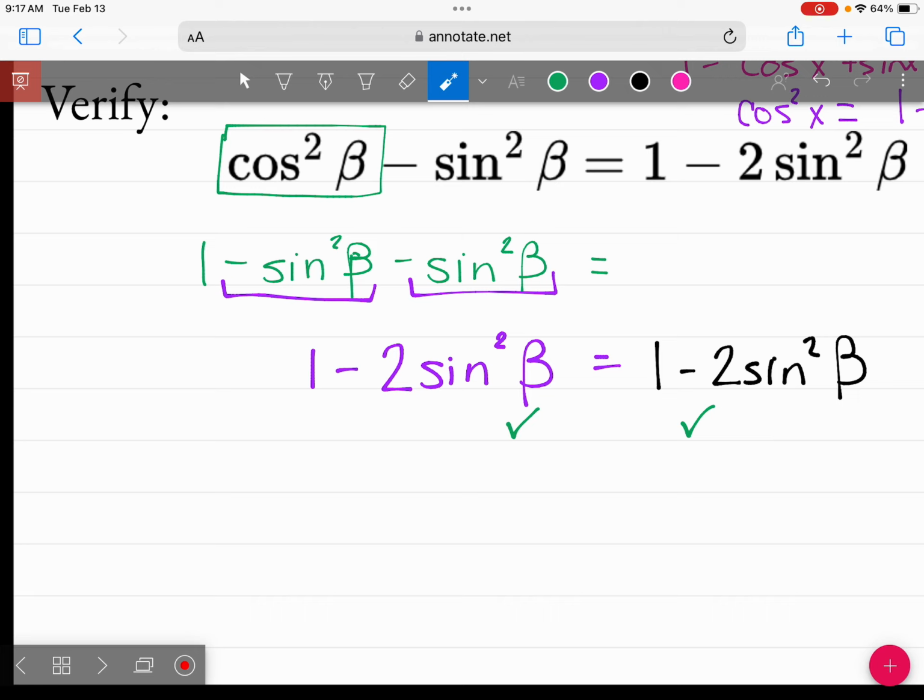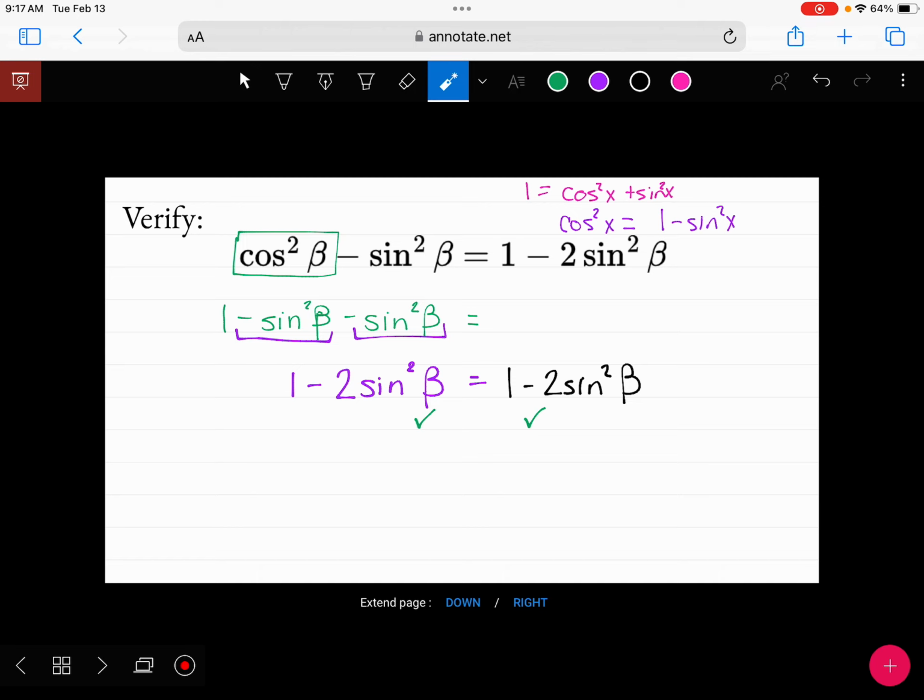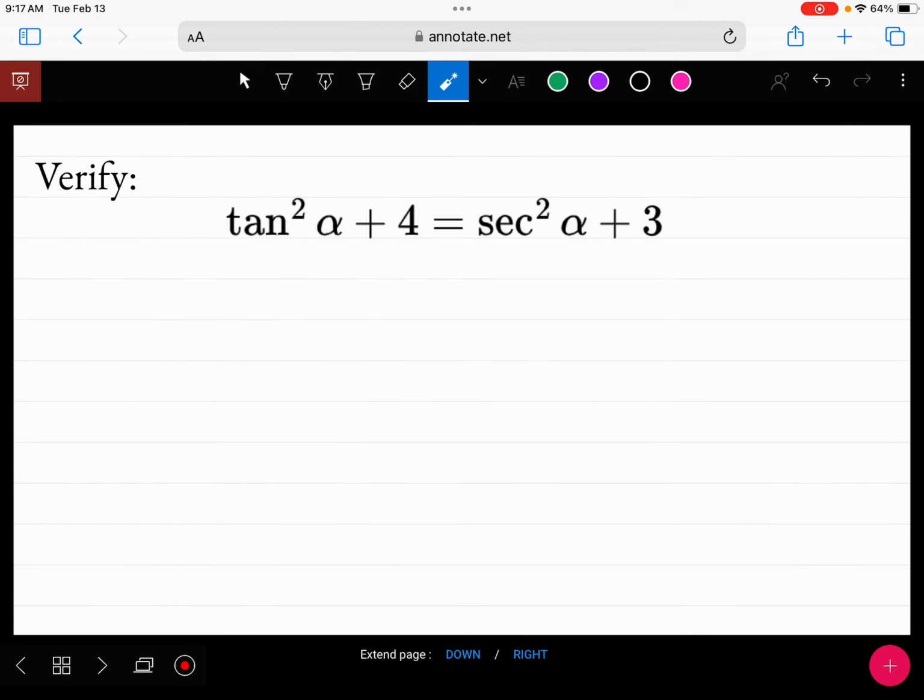Okay, so make sure we pay attention to where we're trying to go. Where we're trying to go. Okay. Next one.